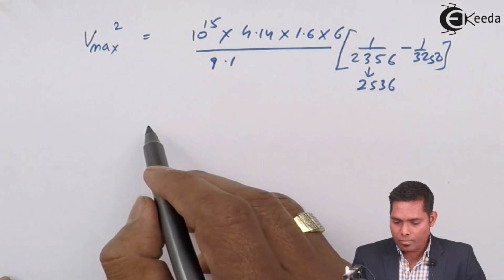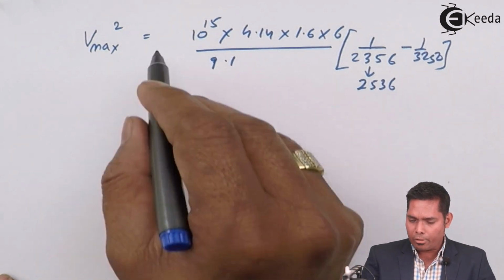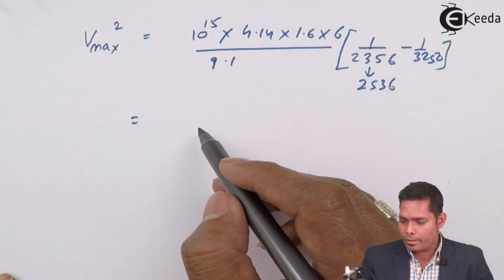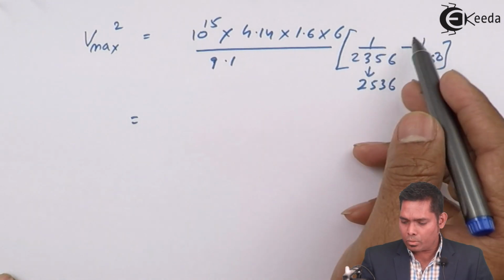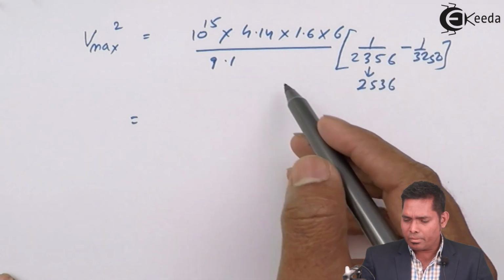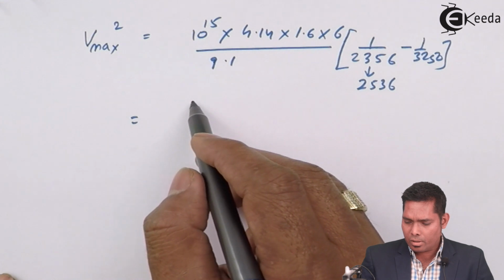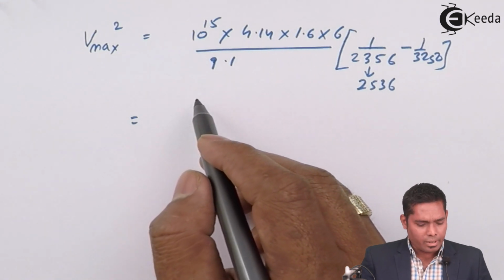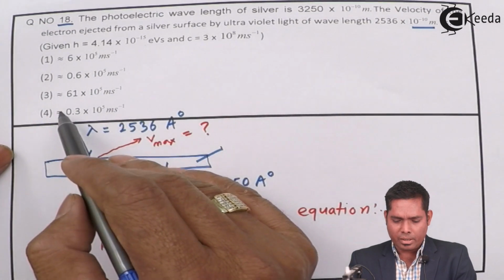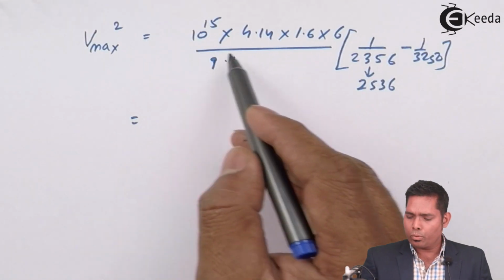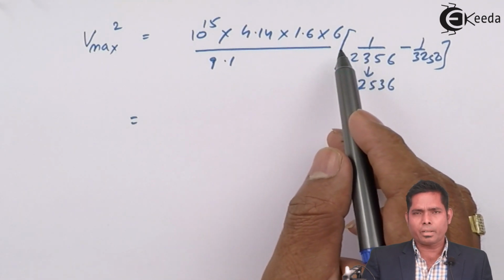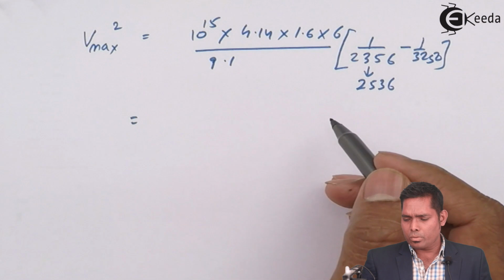Now I'll have to take the square root, but before that I have to solve this. Then I have to take the difference. So this is a very lengthy calculation. But if you see the options, the answers are given approximately, because you should not go for actual calculations. If you go for actual calculations, it will take a lot of time. So just let me help you how to do that.